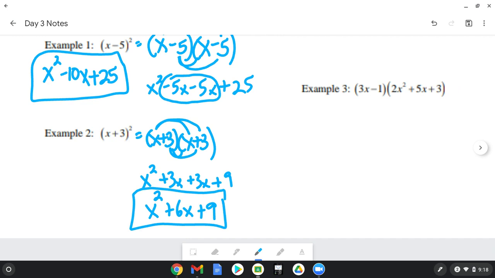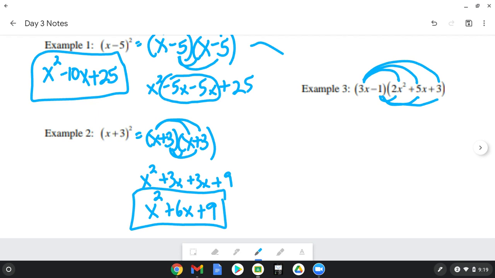This next one's a little bit tougher because it's a binomial times a trinomial. So that means 2 terms by 3. We still follow the same basic steps, where the first term is multiplied by all 3 terms now. And then the second term is multiplied by all 3 terms. So in the end, we should have 6 multiplications if you do this correctly. Because it's a binomial times a trinomial, that means 2 by 3. Well, 2 times 3 should give you the 6 that I'm talking about.